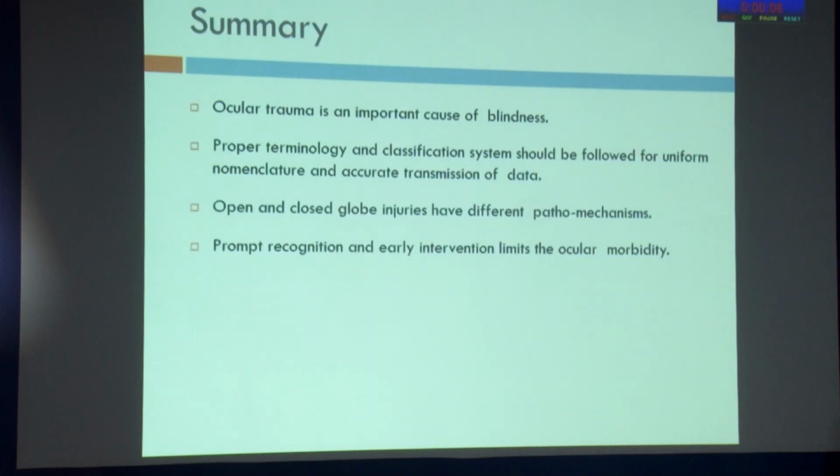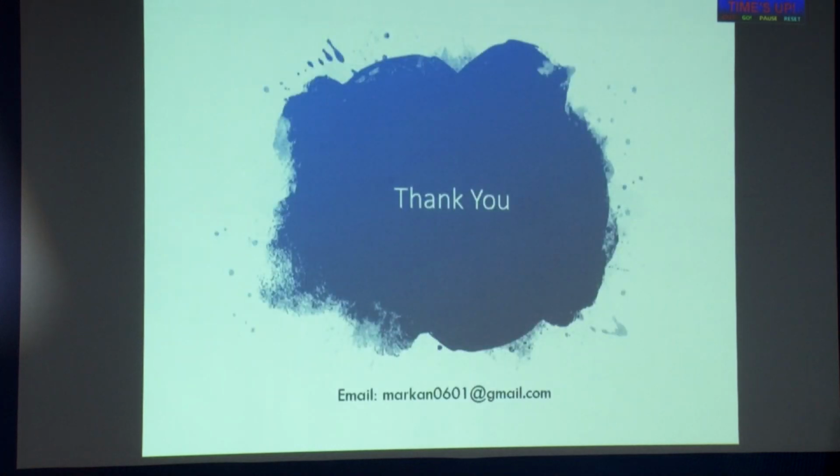So to summarize, ocular trauma is an important cause of blindness. Proper terminology and classification system should be followed for uniform nomenclature and accurate transmission of data. Open and closed globe injuries have different pathomechanics, and prompt recognition and early intervention limits the ocular morbidity. Thank you.